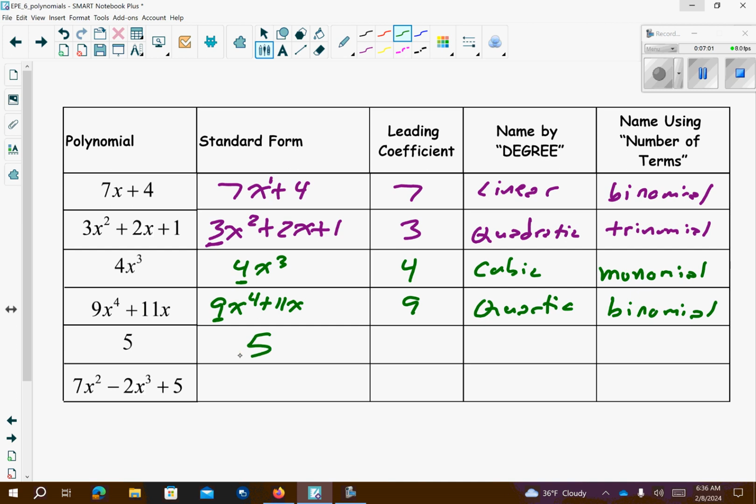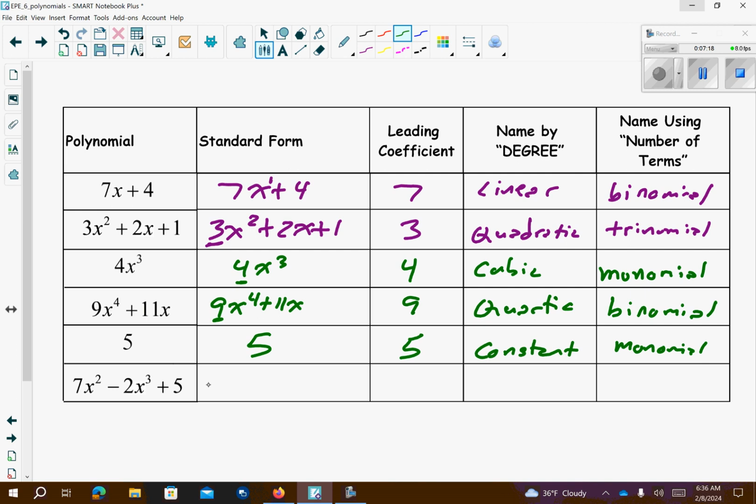Standard form is just this. My leading coefficient is just 5. Named by degree, this is called constant. And then number of terms, this is a monomial.